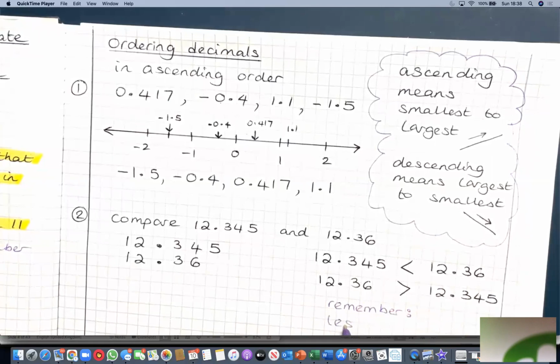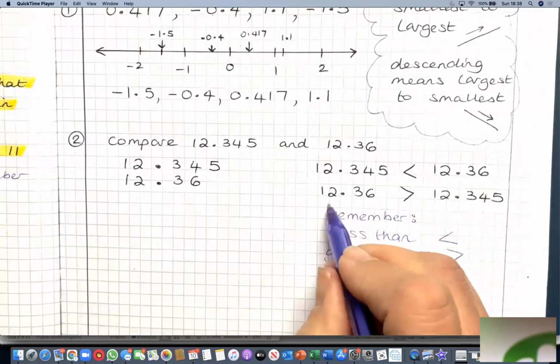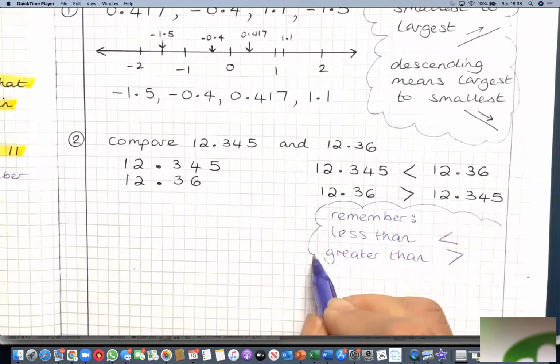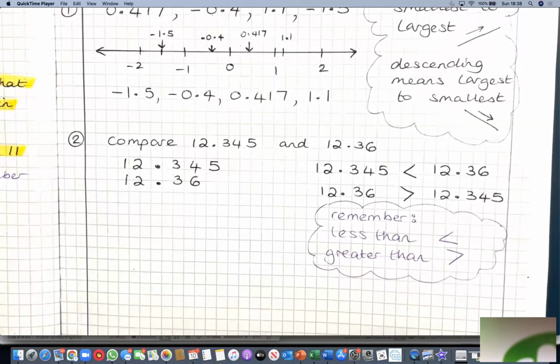So just another quick reminder here to remember that the less than sign looks like this, the greater than sign looks like that. And you might have learned it as crocodiles, they always beat the bigger number. Right, let's keep moving on. Let's have a quick look at rounding.